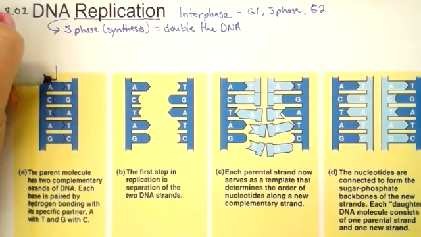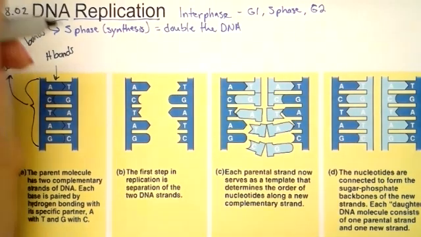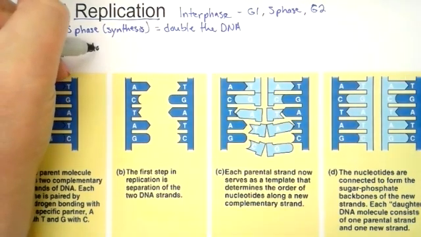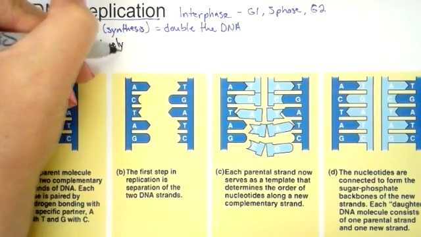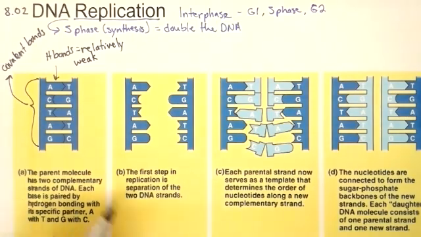So we have hydrogen bonds here in the middle. And if you remember, we talked about the fact that here we have covalent bonds. And covalent bonds are much stronger. They're much tougher than hydrogen bonds. Hydrogen bonds are relatively weak. So that's why the first step in replication is separation of the 2 DNA strands.